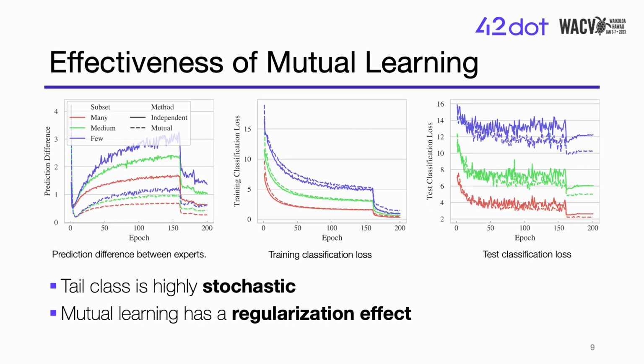The left figure shows that few-shot classes exhibit higher prediction differences than the many-shot classes throughout the training process of independent learning. This suggests that the training result for tail class samples is highly stochastic and that it is easy to converge to a less generalizable solution. In the figures in the middle and right, we can observe that independent learning converges to a lower training loss but a higher test loss than mutual learning. This implies that mutual learning has a regularization effect, which leads to better generalization.